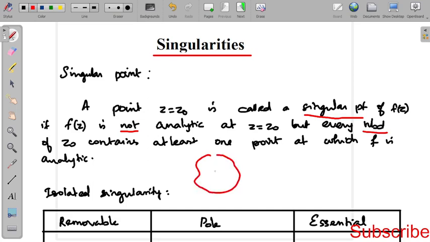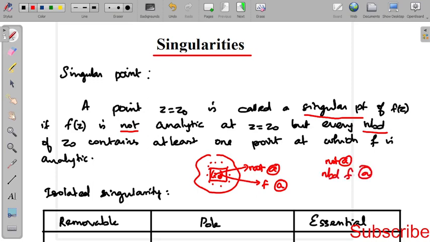So if we see this function, in which this is z naught and the remaining points z1, z2, etc. are in the neighborhood. At this point, f of z is not analytic, it fails to be analytic, but in the neighborhood of z naught we can see at least one point where it is analytic. Then this particular point z naught is said to be the singular point. So the condition is, if f is not analytic at the point, but in the neighborhood the function is analytic, then that point is a singular point.